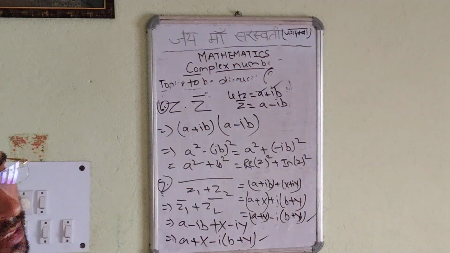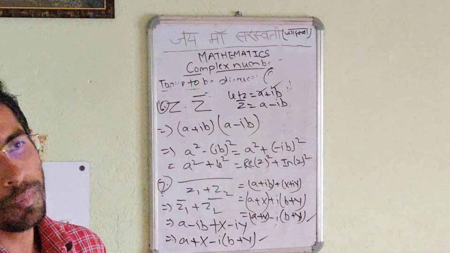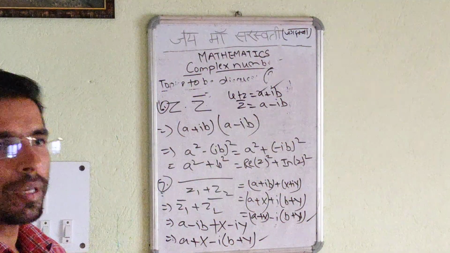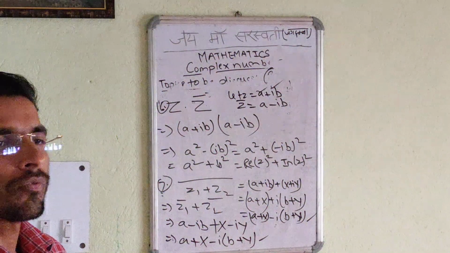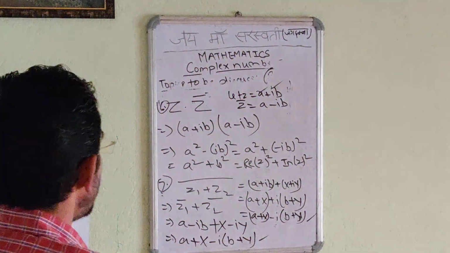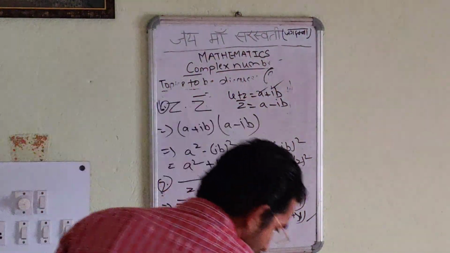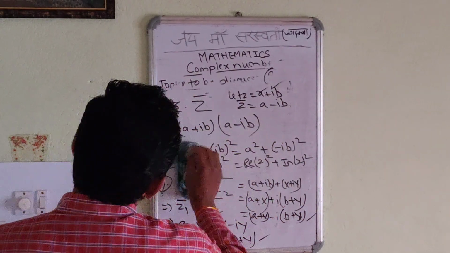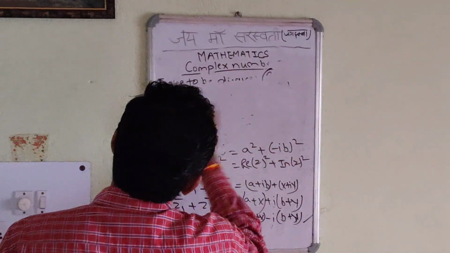Similarly, we will see that the conjugate of the subtraction of two complex numbers will be equal to the conjugate of the first part minus the conjugate of the second part. We will establish that here also. So we will see here the eighth property.